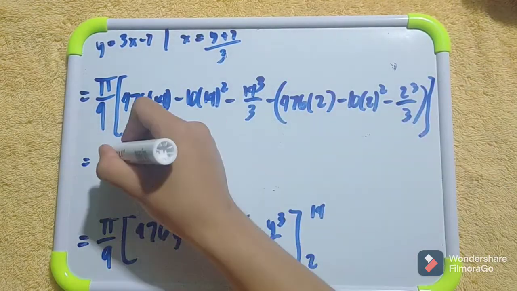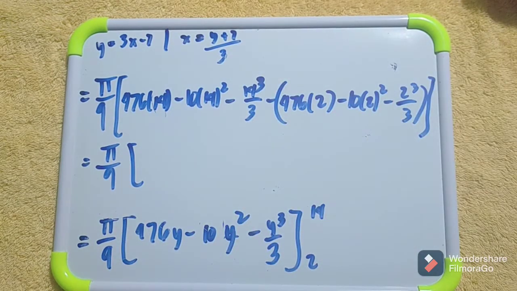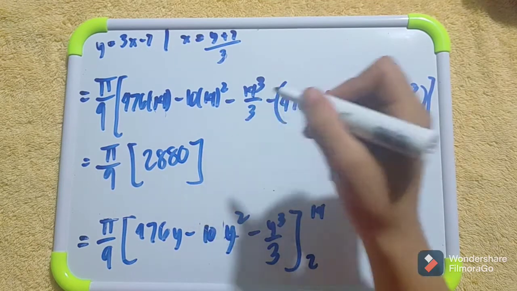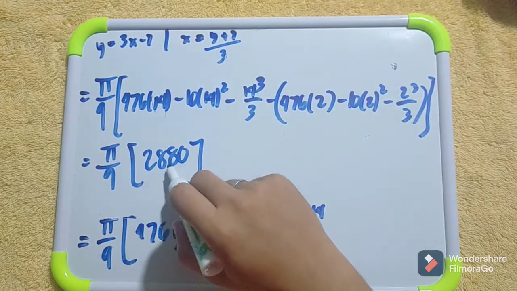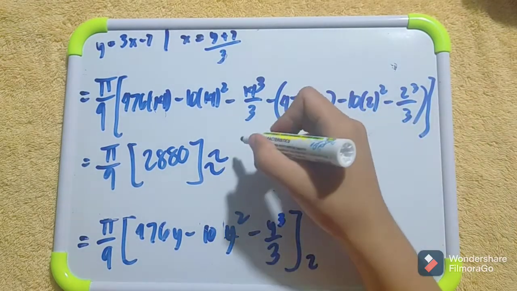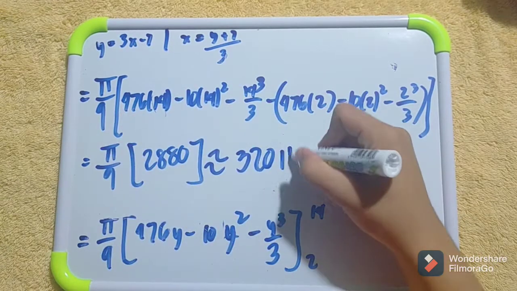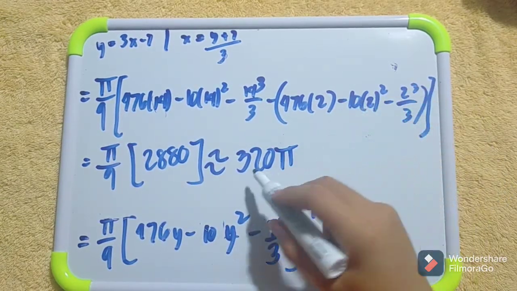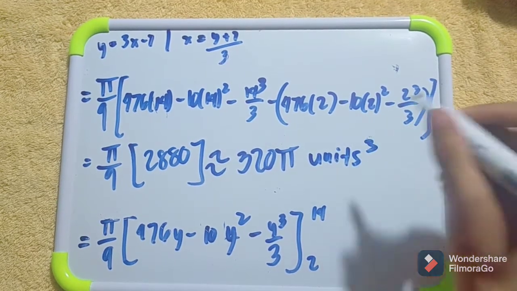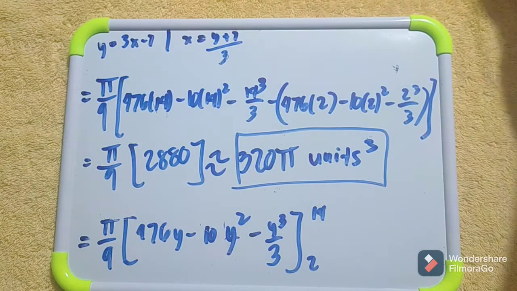So, simplify na lang natin. So, pi/9 times 2,880. And then, 2,880 divided by 9, so this is approximately 320. So multiply by pi. So 320 pi volume siya, so units cubed. Ito naman na isagot natin dun sa ating second na problem.